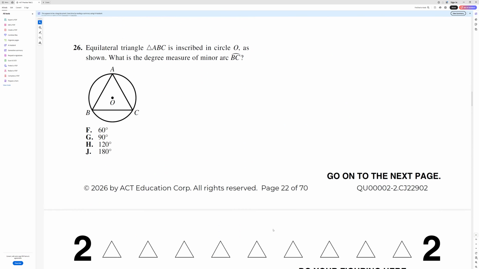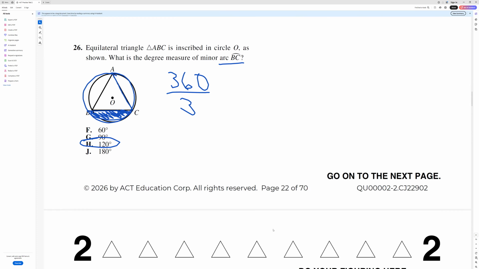Okay. So there's an equilateral triangle, which means that it's cutting this in equal parts. And the whole circumference is 360 going around. But they want to know only one of the arcs, BC, so only this part of the circumference, which is divided in 3. So 360 divided by 3 is 120.